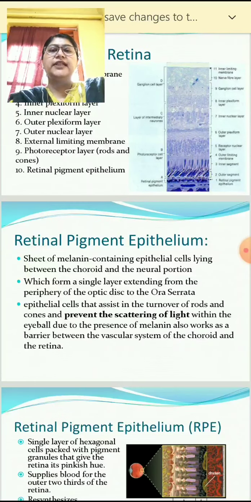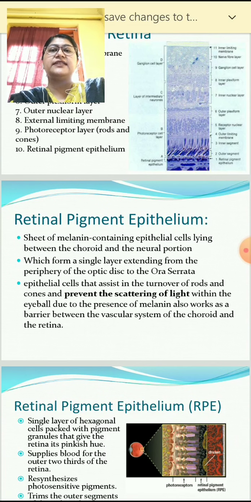Now, this retinal pigment epithelium is a sheet of melanin containing cells which lies between the choroid and the neural portion. Neural portion means the rest 9 layers are also known as the neural portion. Now, this layer's importance is that it prevents the scattering of the light within the eyeball and it assists in turnover of rods and cones.